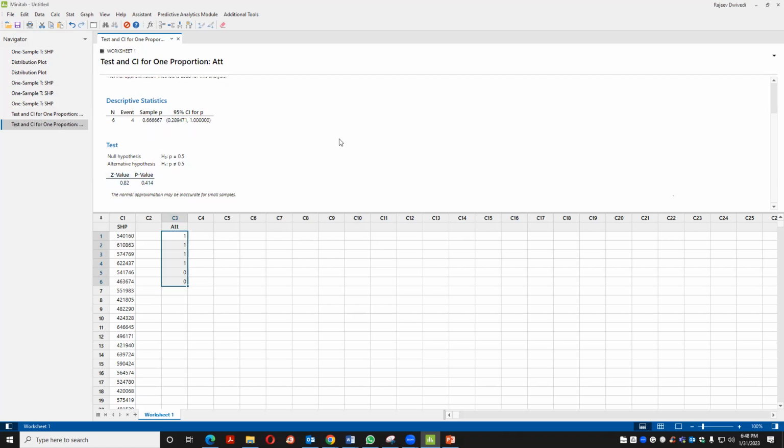What is the meaning of this? We can conclude there's no difference, 50%. This is by default, it is coming 50%. Though the sample has only 6 students here, based on 6 students, if I take a normal approximation, the p value is greater than the alpha value.